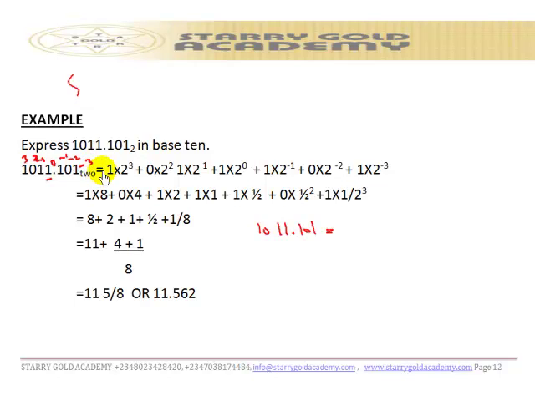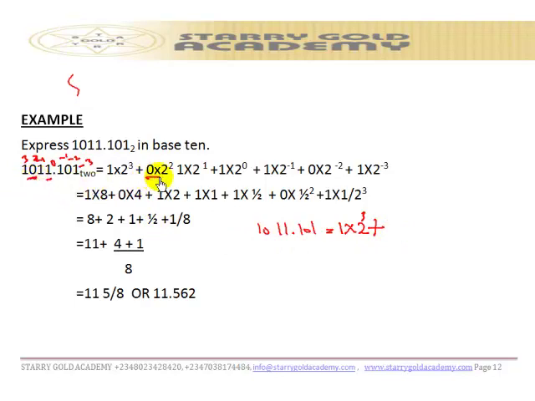So let's expand. I already told you, to convert a number from one base to base 10, you have to first expand, then simplify. This is what you do if you want to convert to base 10. Now let's expand. 1 times the base 2 raised to 3. Skip the 0, because your final answer will still be 0. If you simplify the 0, you still get 0. So skip the 0 and move to the next. When you skip the 0, you also skip the power.